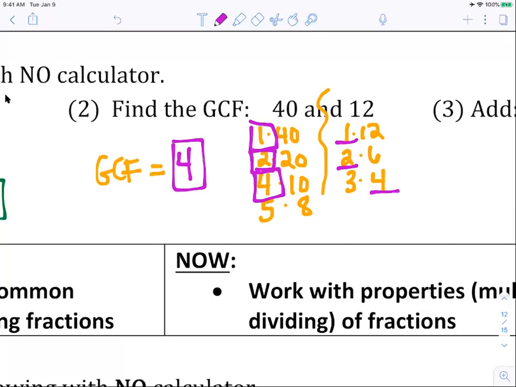We start by saying, okay, which factors do they have in common? Technically, they have 3: 1, 2, and 4. And for the greatest common factor, we obviously choose the greatest. So your final answer should be 4.